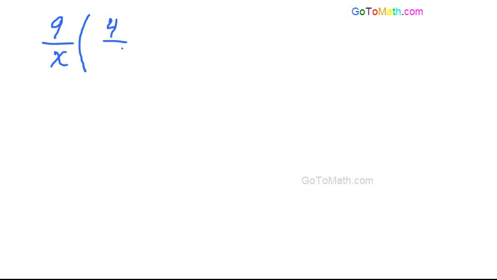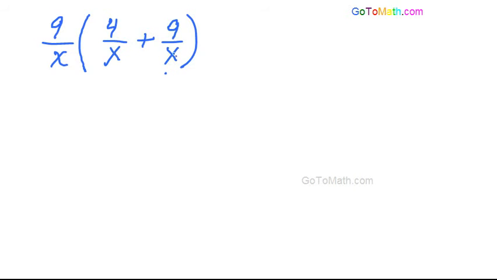Four over x plus 9 over x. We'll want to, okay, so we could do this a couple different ways. We could go ahead and add these two fractions together and then multiply that result by 9 over x, or we could distribute the 9 over x across inside. And I think what we'll do is we'll do what's in parentheses first.